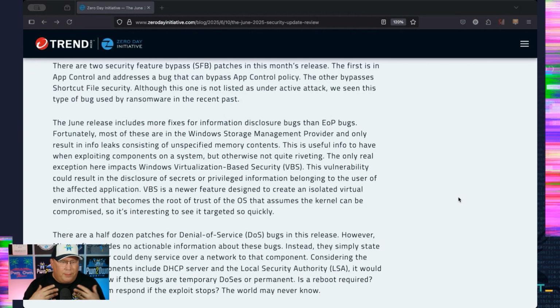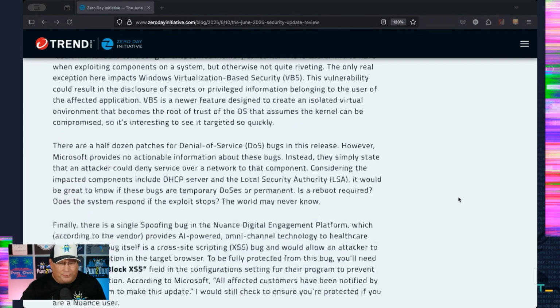The only real impact here besides that is in the Windows Virtualization Based Security, VBS, which is not Vacation Bible School in this instance. I know it's that time in North America. But it could result in the disclosure of secrets or privileged information. VBS is a newer feature in Windows, so I'm surprised it's getting attacked this quickly. But that's interesting. It'll be interesting to see what happens with VBS development in the near term.